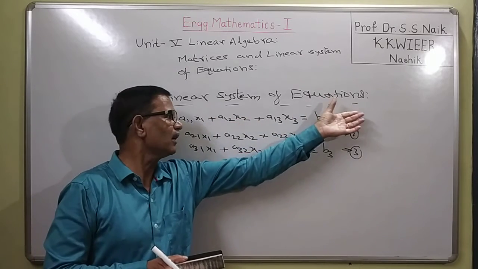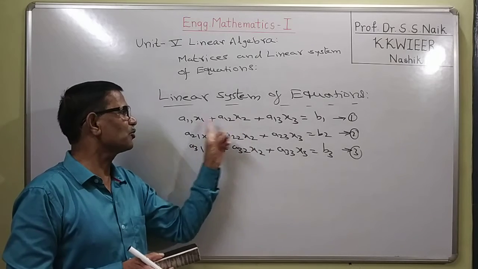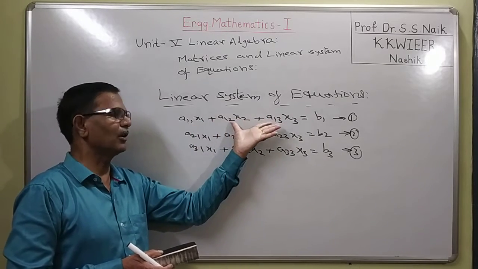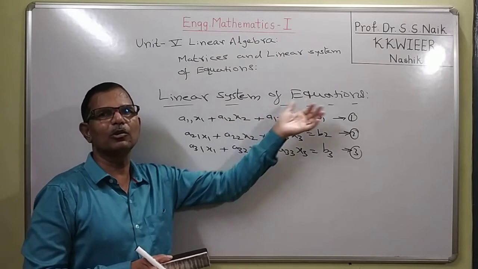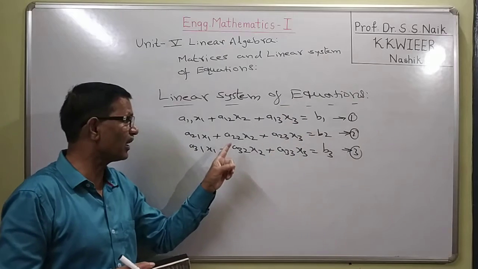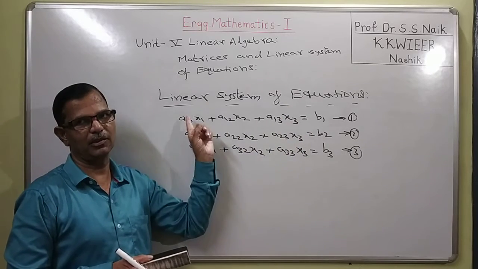Right hand side is b1. When you put the values of x1, x2, x3 in this equation, if the left hand side also becomes equal to b1, then that is called a solution of an equation. Then our aim is how to solve such equations.